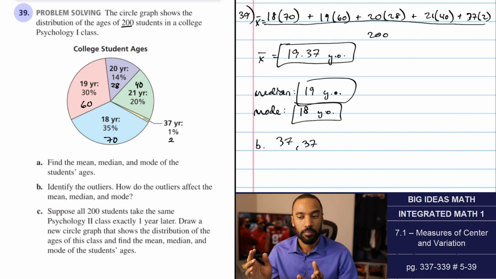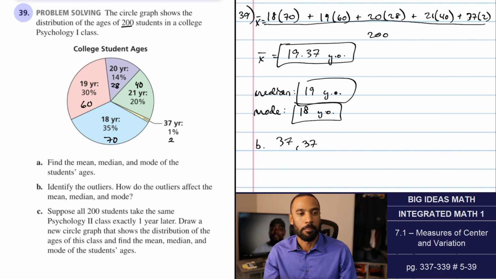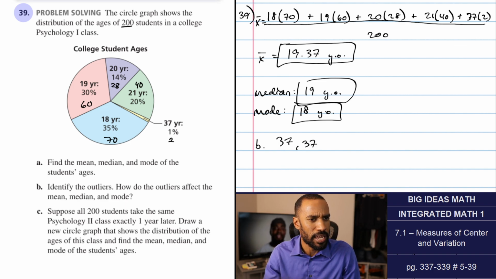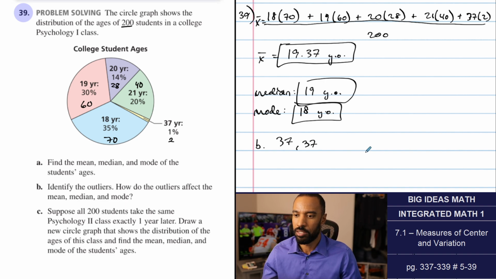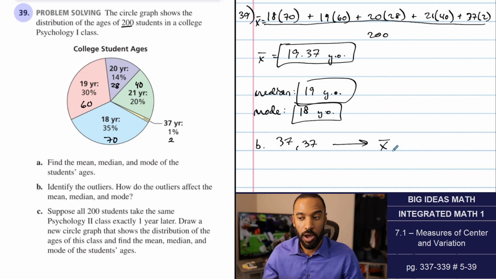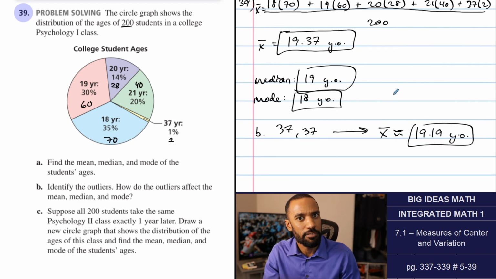The median is still going to be 19. The mode will be the same. It'll still be 18. But if you remove them, what does this sum look like? Remember the sum was 3874? That's by adding. Now it's 3800, and I'll divide this by 198. I'll have fewer students. Now my new mean will be smaller, but how much smaller? Take a guess. I don't know. The new mean, 19.19. What was it before? 19.37? A couple months difference on average.